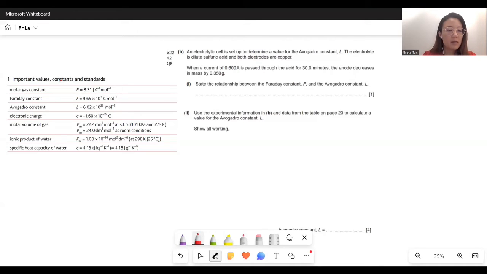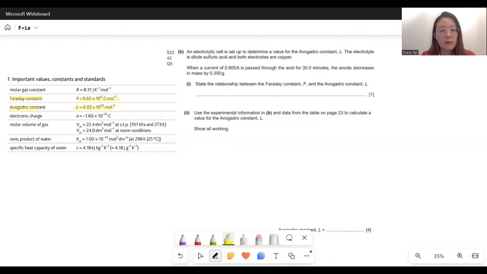So you can see they gave you a few rows of information in every chemistry paper, as well as the periodic table. Now, what I want you to have a look at is the Faraday constant, which is 96500 coulomb per mole. That is how much quantity of charge is carried by 1 mole of electrons. Your Avogadro constant, which is L, is 6.02 times 10 to the power 23.